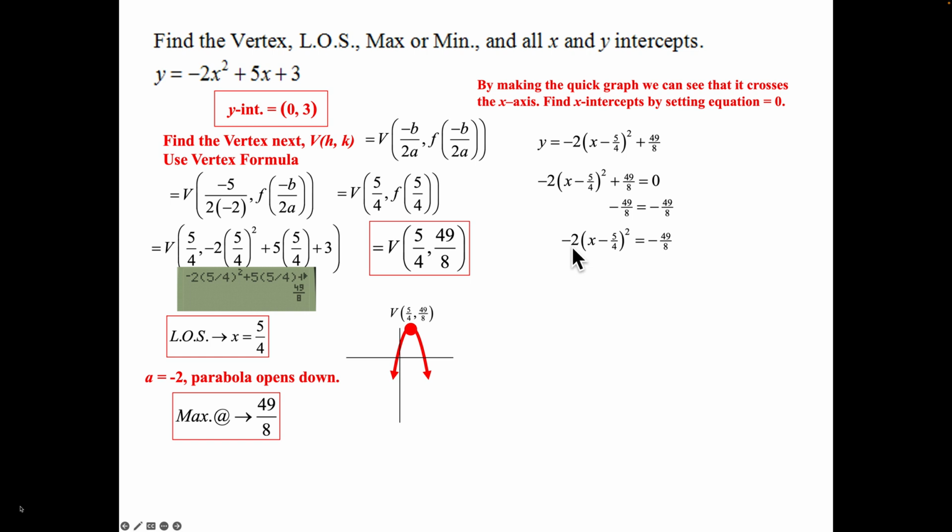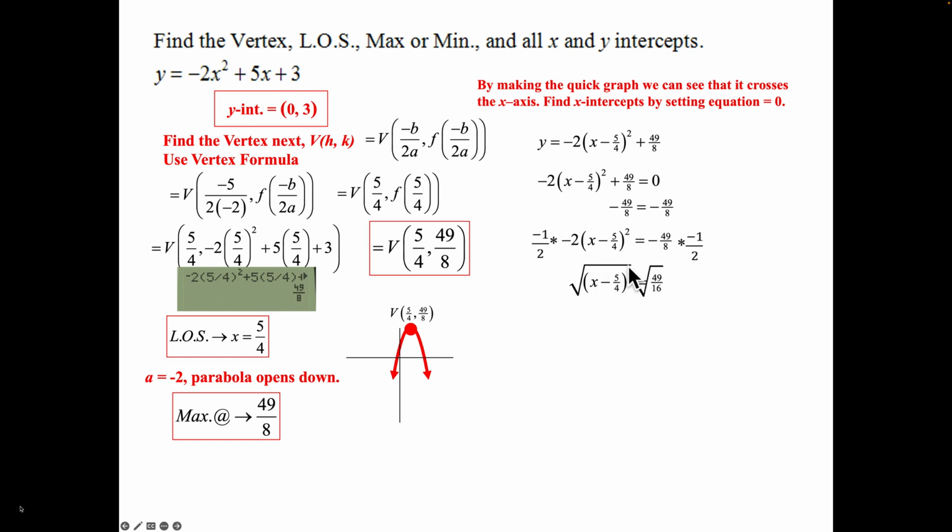Next, we have to get rid of multiplying and dividing. All right, I could divide by negative 2, but I don't want to divide that with my fraction, so I'm going to take the reciprocal of negative 2, which is negative 1/2, and multiply it to both sides. This cancels out, leaving me x minus 5/4 quantity squared. Negative 49 times negative 1 is positive 49. 8 times 2 is 16.